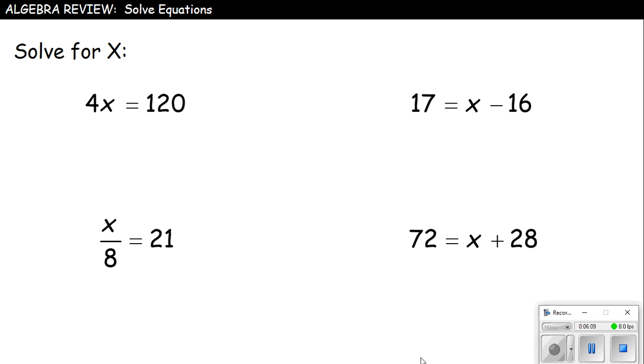So here are the most basic problems which we expect you to be able to do. We're going to take a minute and solve for x in each of these. In the first one, x is being multiplied by 4, so you divide. The second one, we're subtracting 16 from x, so you'll add. x divided by 8, so you're going to multiply. x plus 28, so you're going to subtract. Take a few minutes and solve these problems.